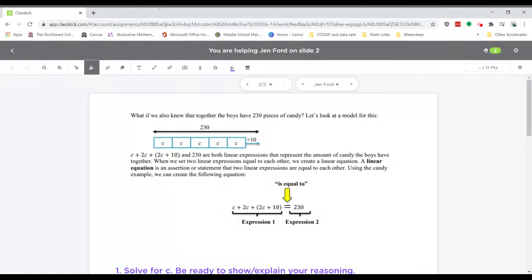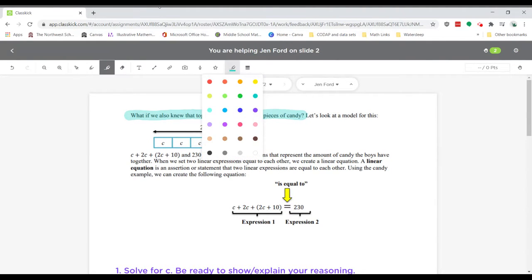All right, part 2. What if we also know that together the boys have 230 pieces of candy? Let's look at a model for this. So they're giving us more information. Okay, now that they've given us more information, we can actually solve this problem. So the model is the same.